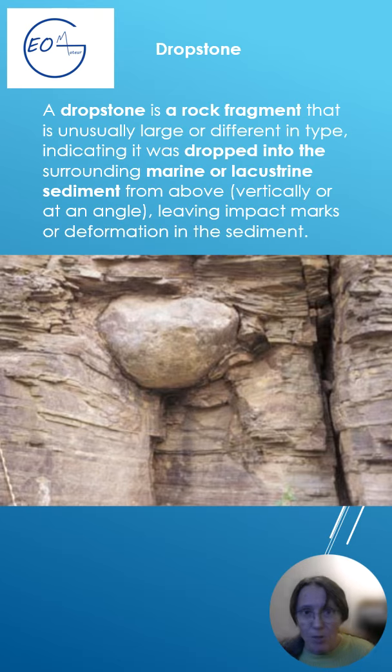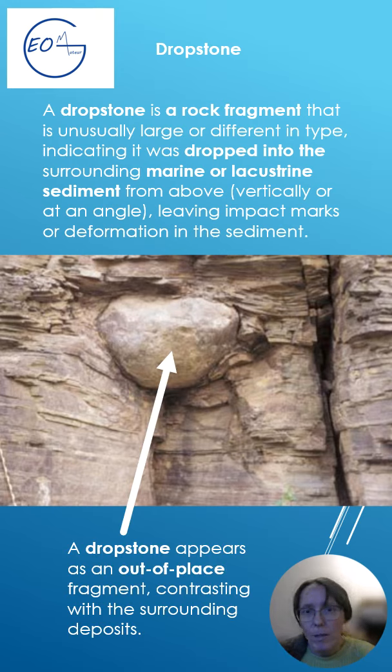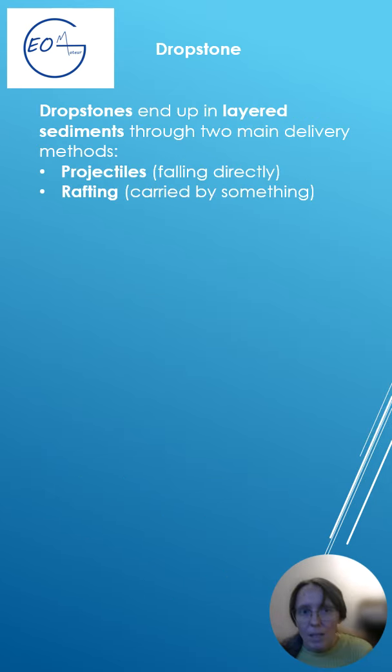A dropstone is a rock fragment that is unusually large or different in type, indicating it was dropped into the surrounding marine or lacustrine sediment from above, vertically or at an angle, leaving impact marks or deformation in the sediment. A dropstone appears as an out-of-place fragment contrasting with the surrounding deposits.